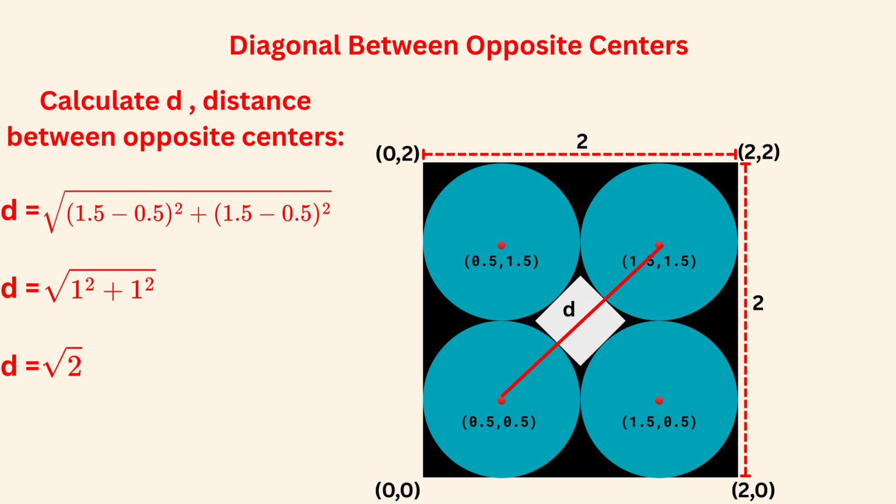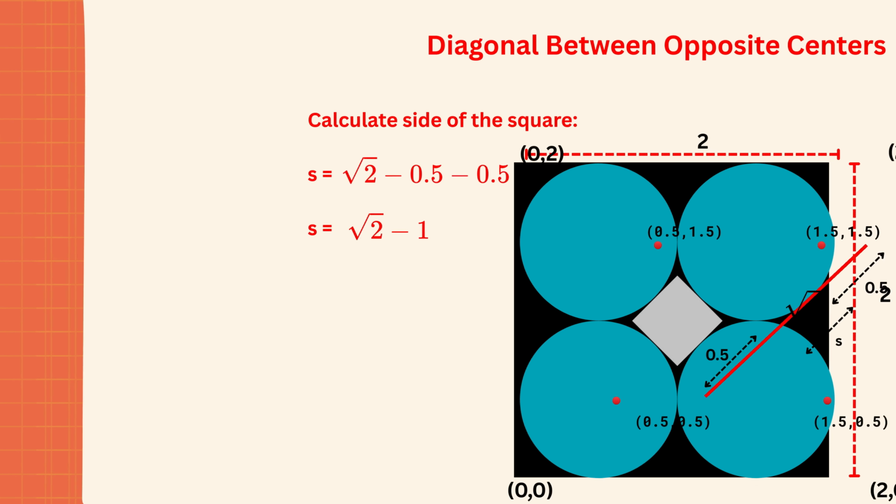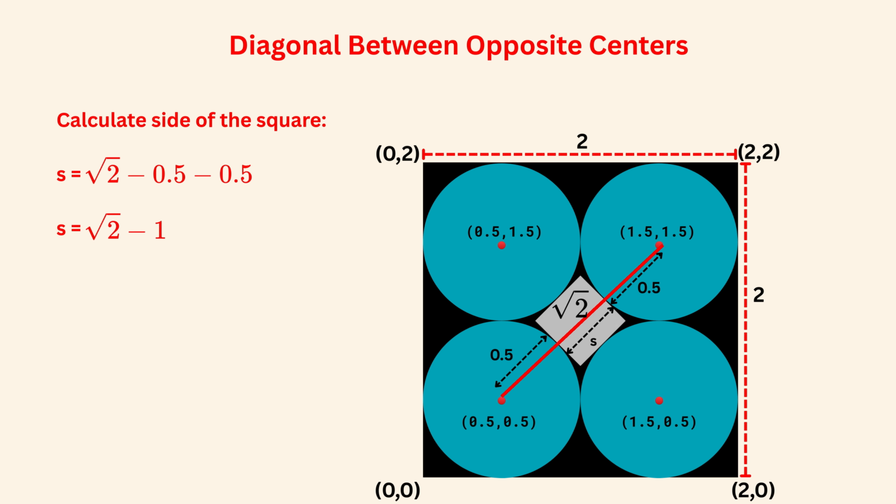If we connect two opposite circle centers, we get a diagonal. Using the Pythagorean theorem, the length is root 2. Now let's focus on the red square that fits perfectly in the center. Notice that it touches all four circles at exactly 1 point each.